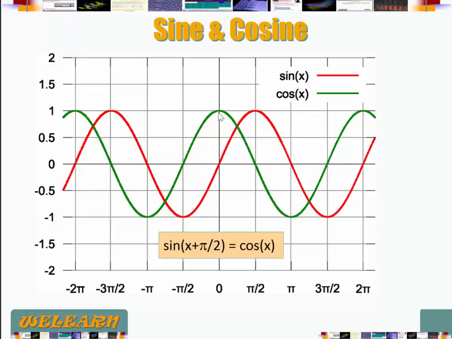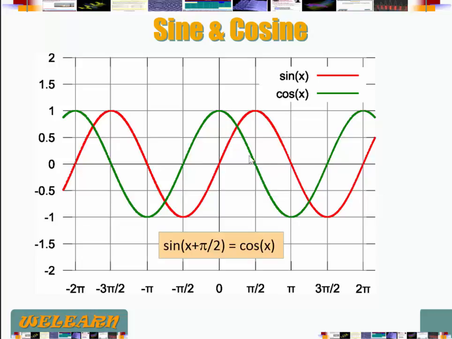The only difference is the cosine function is a 1 at 0. When the argument is 0, I'm going to have a 1, and I'm going to have a 0 at pi over 2, and a -1 at pi.